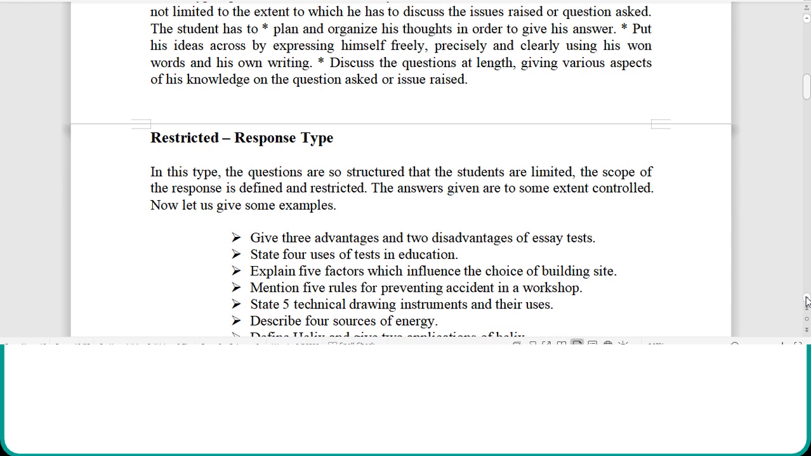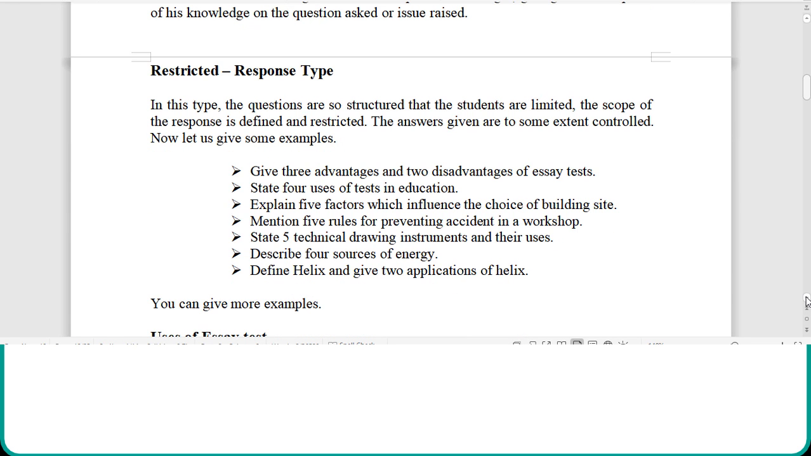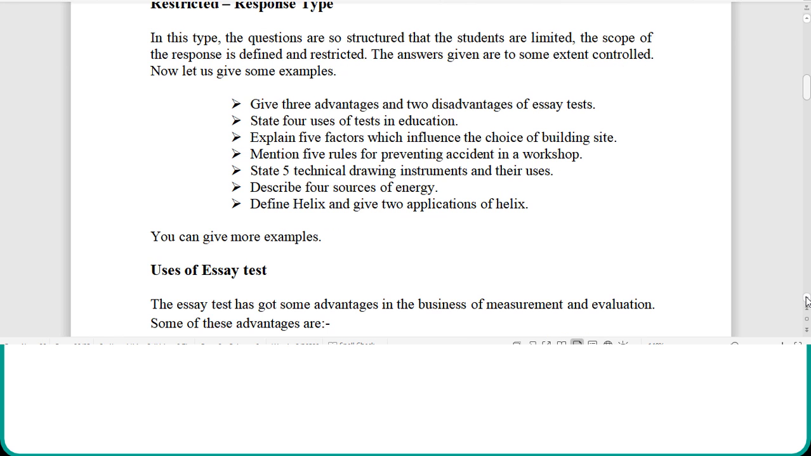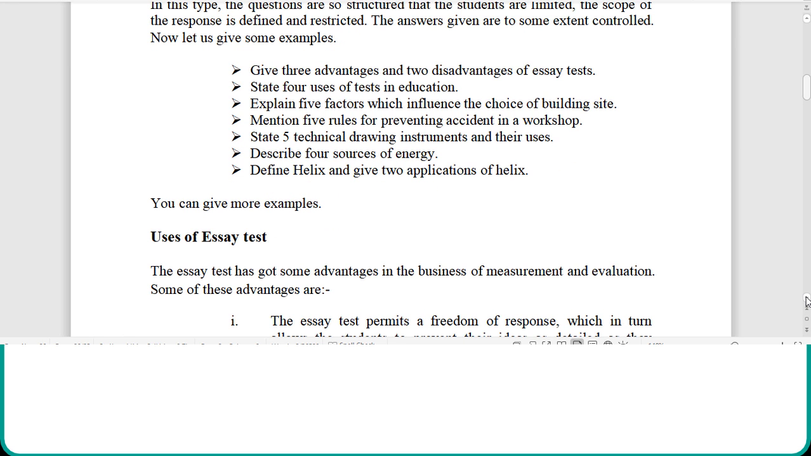The second type of the essay type test is restricted response type. In this type, the questions are so structured that the students are limited, the scope of the response is defined and restricted. The answers given are to some extent controlled. Let's see some examples. For example, give 3 advantages or 2 disadvantages of essay test. Here you have put the limitation of only 3 advantages and 2 disadvantages.